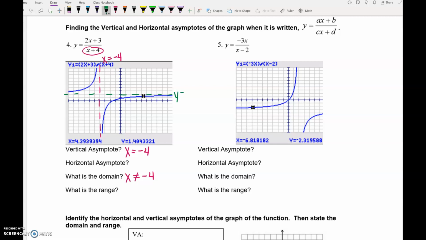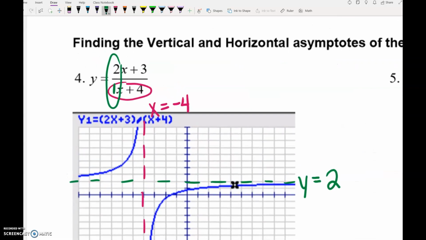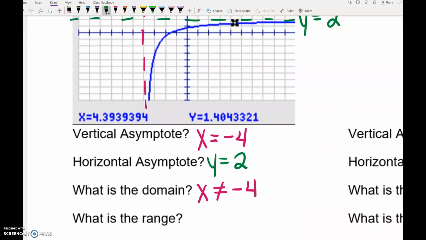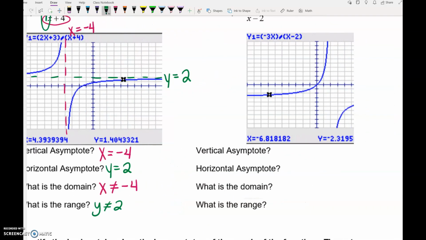Our horizontal asymptote is y equals 2. I'm going to circle like this. There's a 1 in front of this x on the bottom. 2 divided by 1 in that equation is what is giving us that horizontal asymptote. So take the numbers in front of the x's, top divided by bottom, that's going to give you your horizontal asymptote. So our horizontal asymptote here is 2, which means our range is y can't equal 2. So let's take a look at the next one.